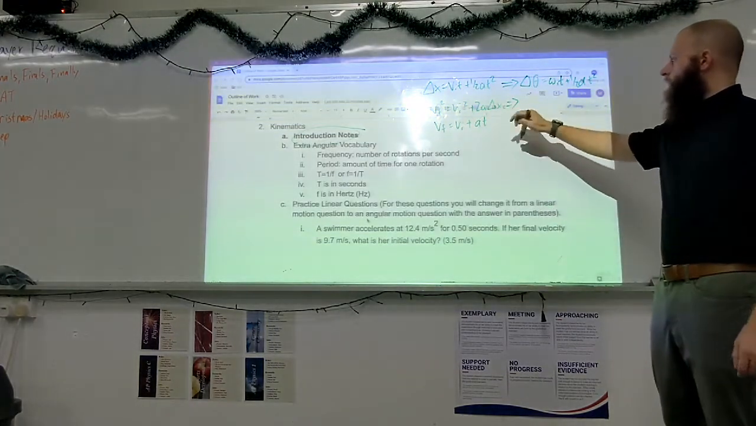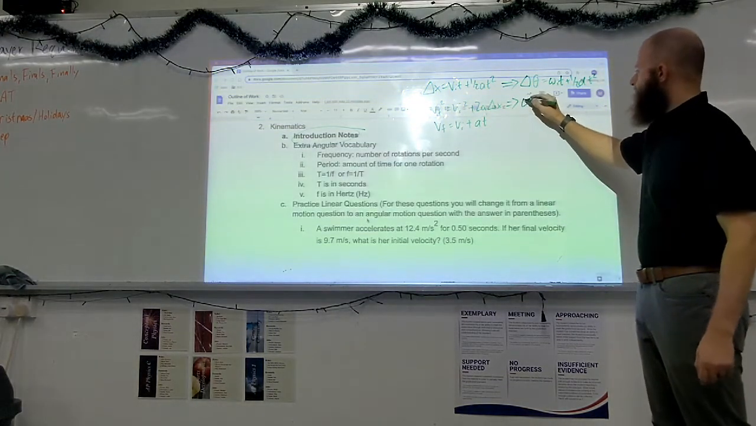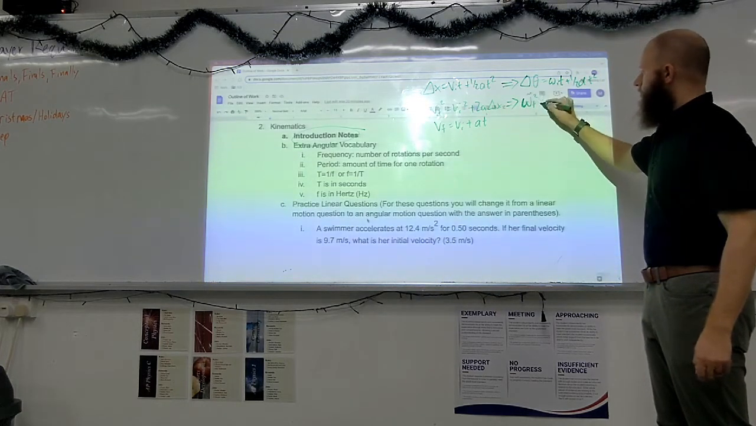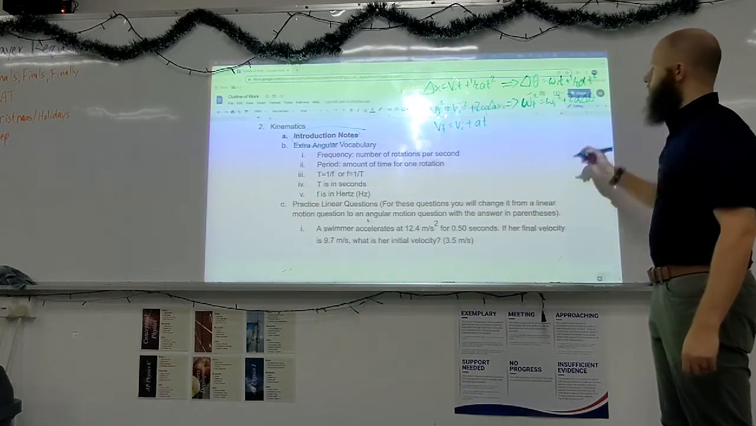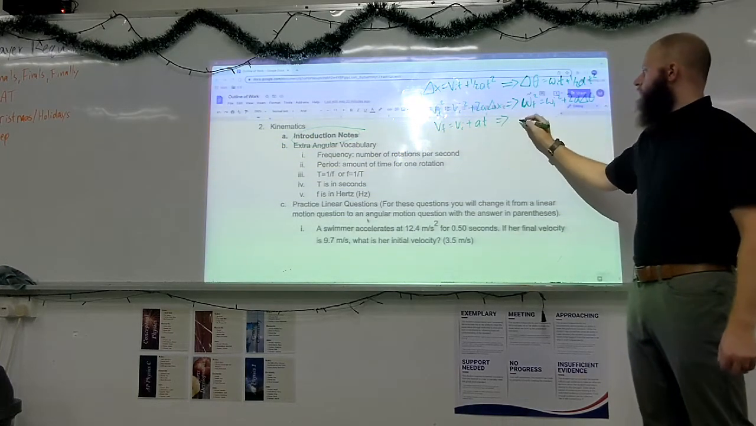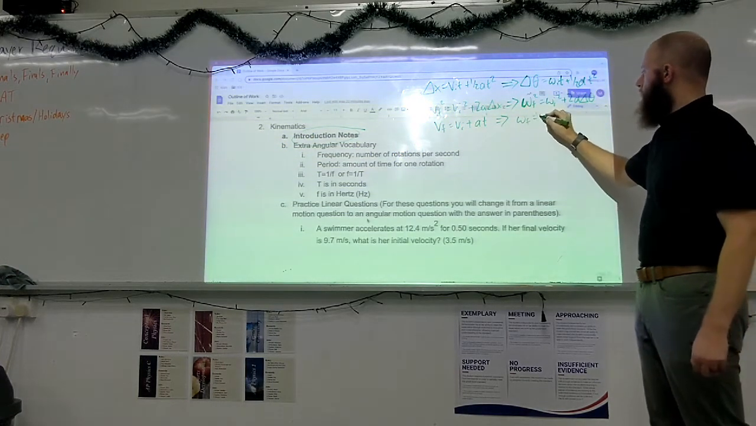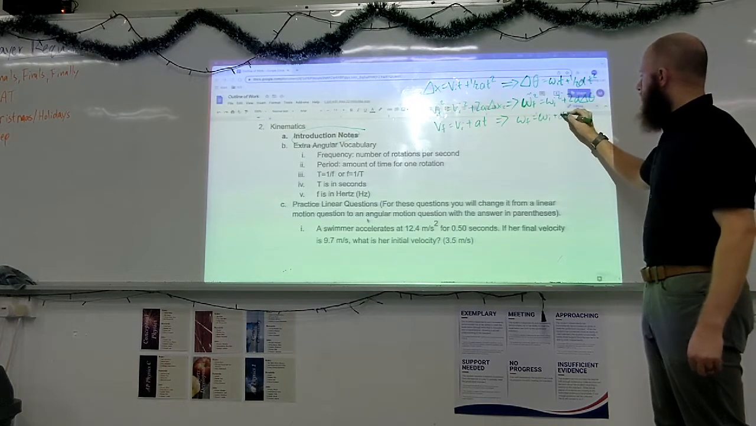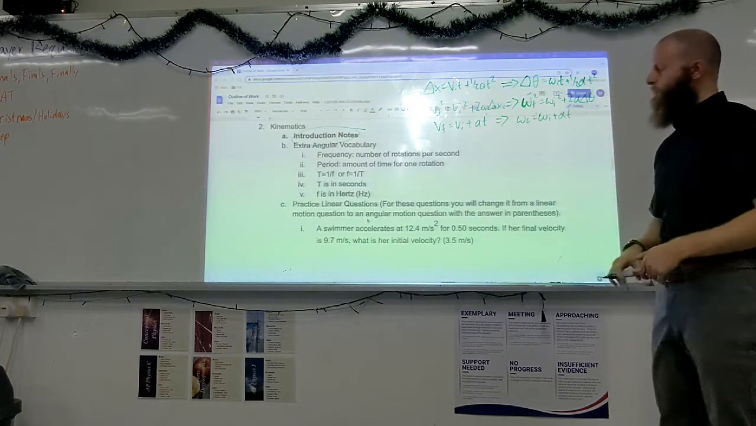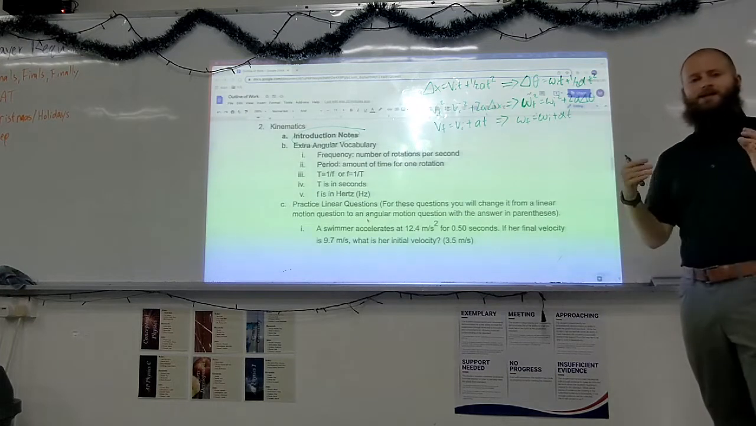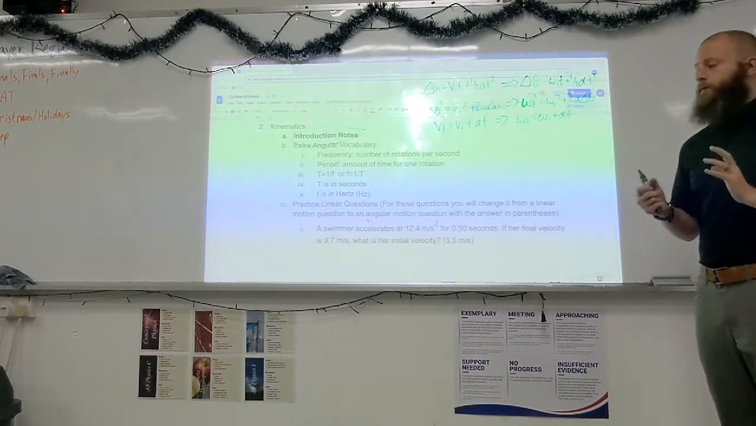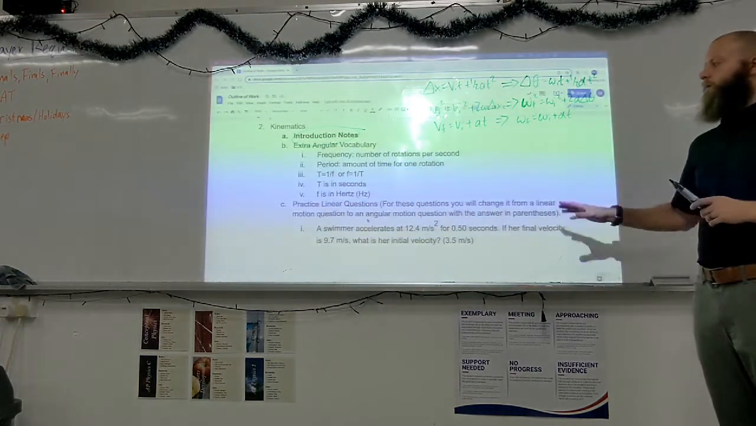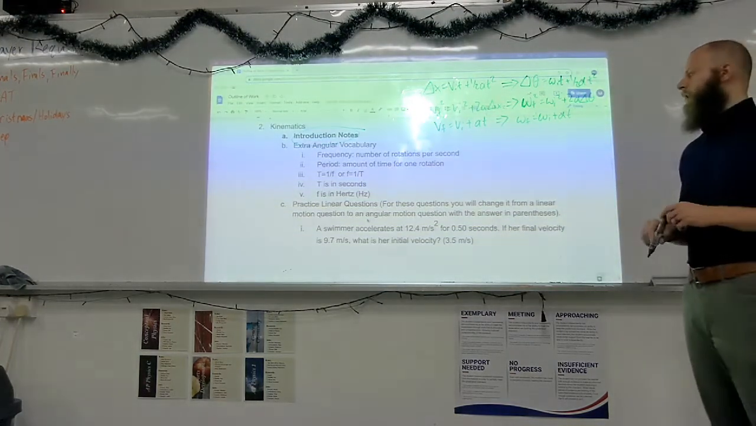So let's go ahead and convert this next one: omega f squared equals omega I squared plus 2 alpha delta theta. And then the last one, omega f equals omega I plus alpha t. These formulas work exactly the same as they did before. So you should be fairly familiar with this, and we'll do some practice with it a little.